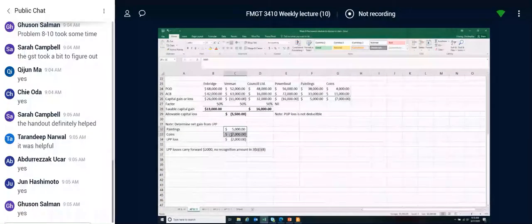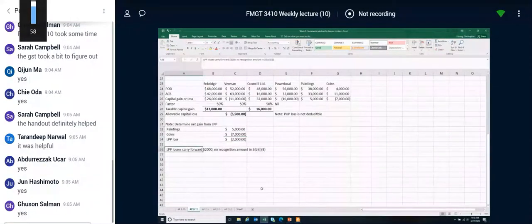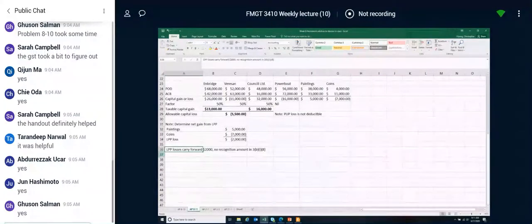Now you take a look at this. For LPP, if you look at paintings and coins, you have an LPP loss. So now you have an LPP loss carry forward. There will be nothing that goes into 3BIB. No taxable net gain results. You just have this LPP loss carry forward, and again, you keep this gross. You don't apply the 50%.